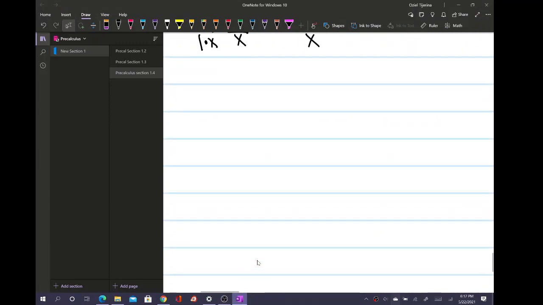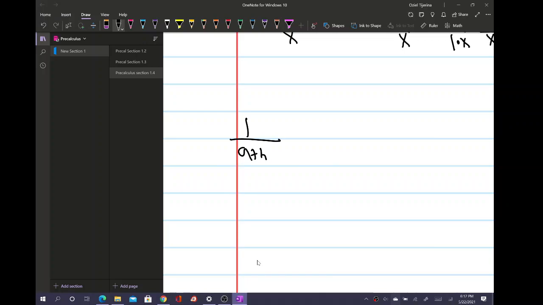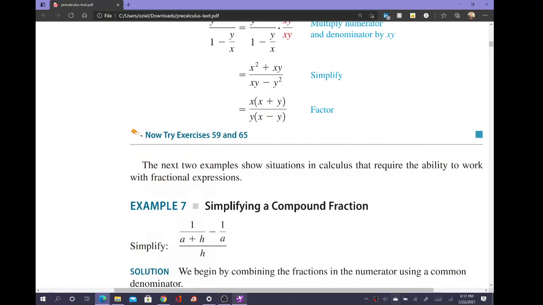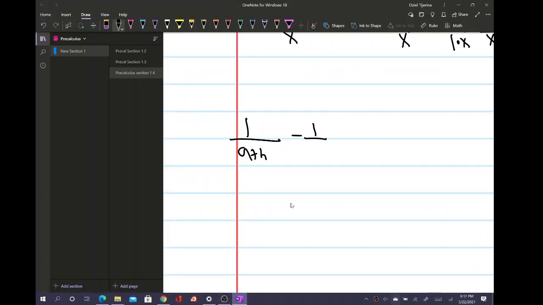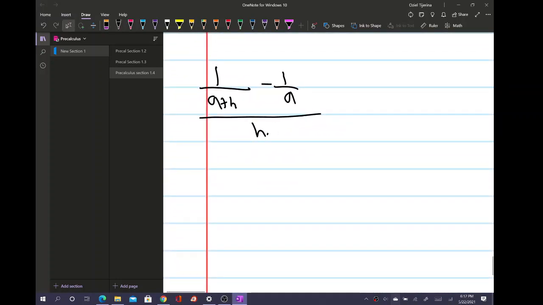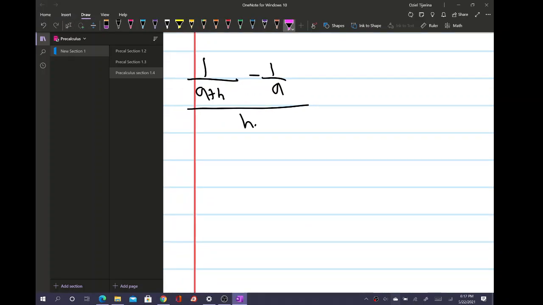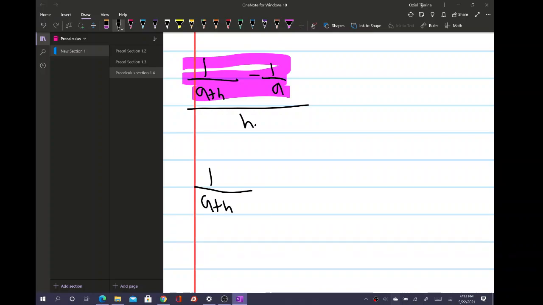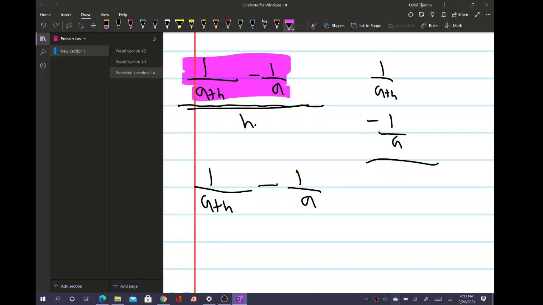So we have the following. And I believe I did this in a previous video that I did a few days ago. 1 over a plus h minus 1 over a, all over h. Looking at this, we can subtract this out, right? Now you can either use the cross multiplication rule, or you can get the same denominator. But also remember that you're dividing by h, because sometimes it's very easy to forget to divide by h, okay?